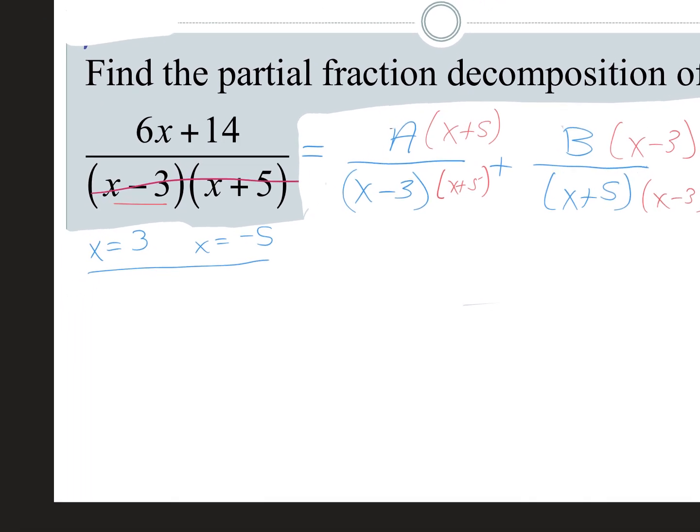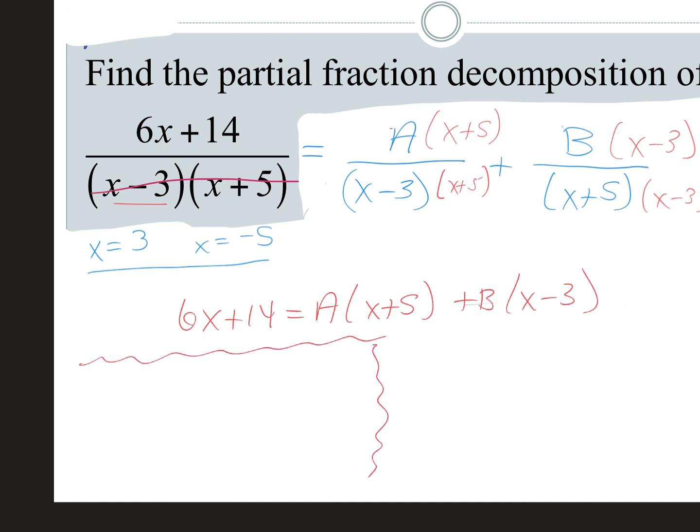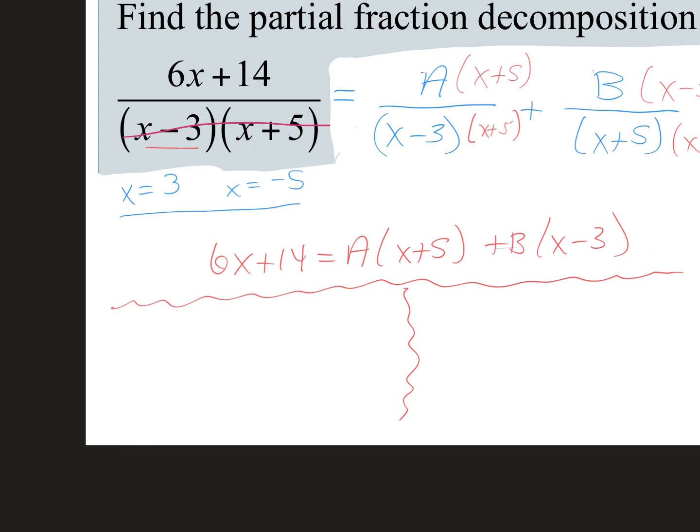You just made an equation that says 6x plus 14 equals a times x plus 5 plus b times x minus 3. And we're going to solve that equation 2 times. We're going to find our a value, and we're going to find our b value. And we already know what we're going to evaluate with. What are the 2 x values that we're going to evaluate with? X equals 3, and x equals negative 5. So x equals 3, and x equals negative 5.